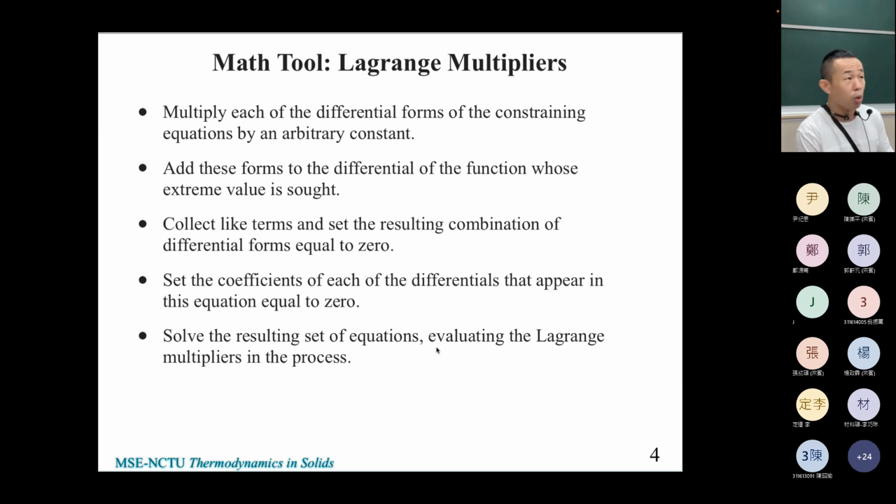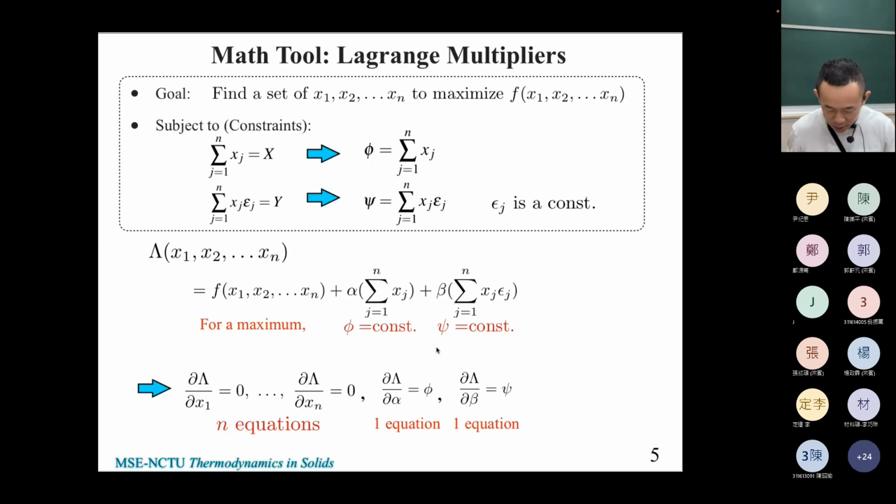Next, if we want to find the maximum W, we need to use some math tool called Lagrange multipliers. There are plenty of definitions and steps. We don't need to do that, I won't explain this here. We just directly use that, and then you will understand.